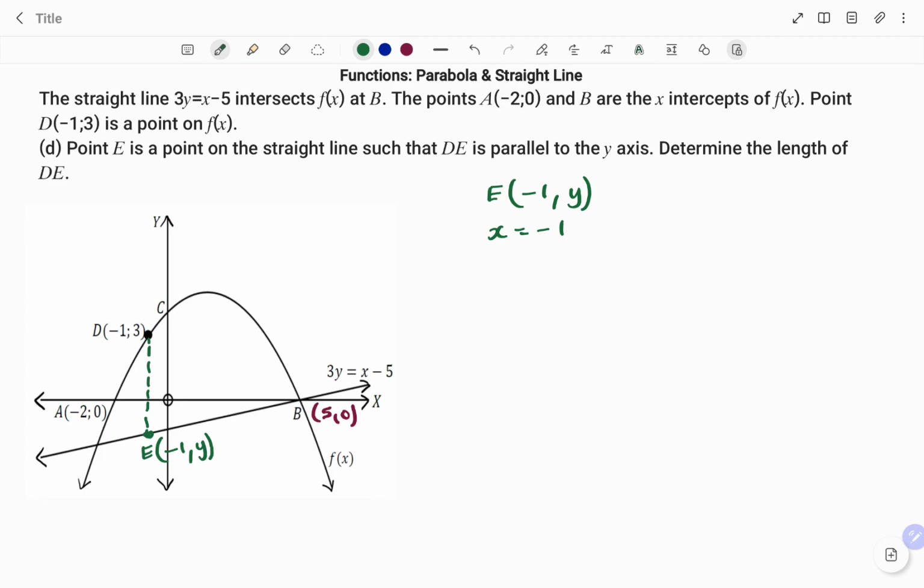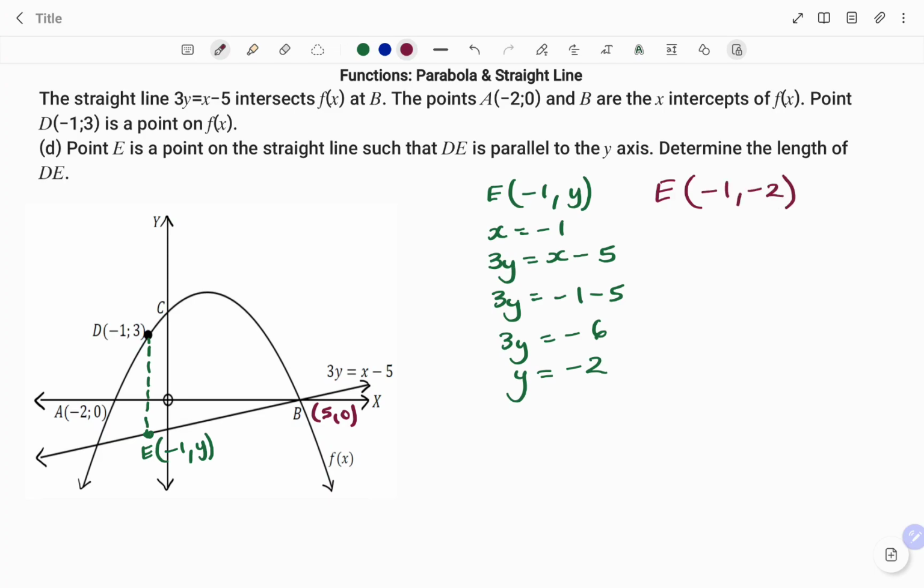The equation of the line is 3y equals x minus 5. So I'm going to replace my x with -1. So I have 3y equals -1 minus 5, 3y equals negative 6. Therefore, dividing both sides by 3, my y is negative 2. So therefore, E is negative 1 and negative 2. That's the coordinate of E.